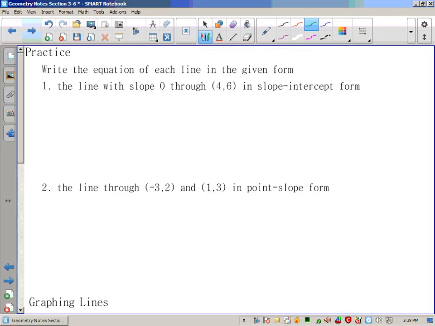Okay. So here are two problems that I want you guys to practice. So I'm going to need Ms. Stokes to pause the video so you guys can practice these, and then move on. If you guys have questions, you can ask her, or you can talk to each other. But try this for a second.